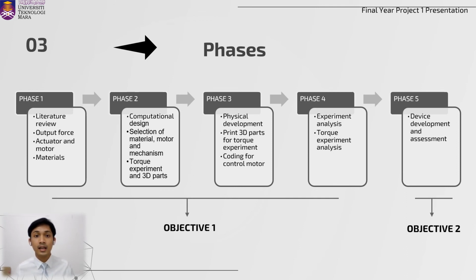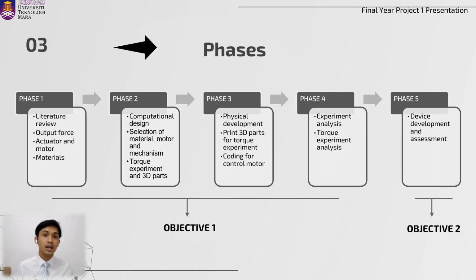Then I designed the thrust experiment for torque analysis. Together, we designed the 3D parts for the experiment. All the 3D parts are designed in SolidWorks 2020. Next phase, I developed all the parts that were designed in the previous phase. There are 5 total parts that need to be 3D printed using PLA plastic material. Then I developed coding using Simulink MATLAB for the motor control system.